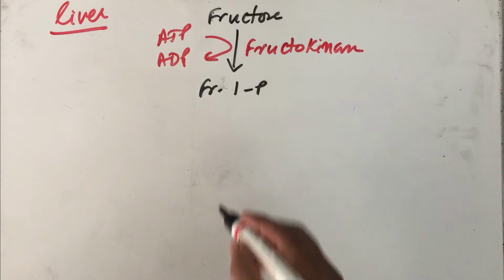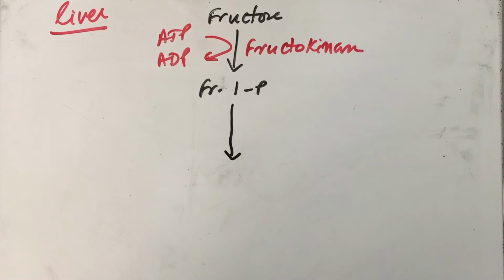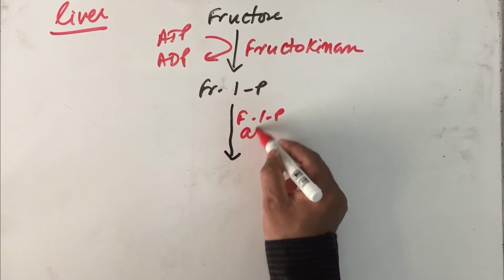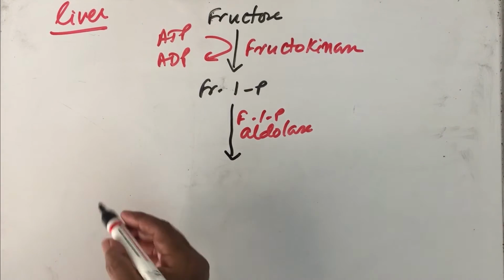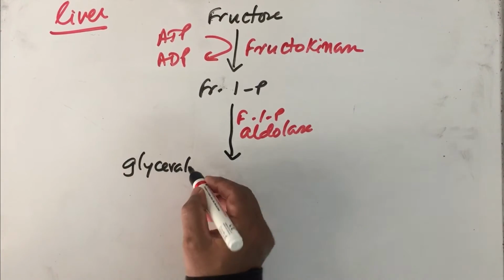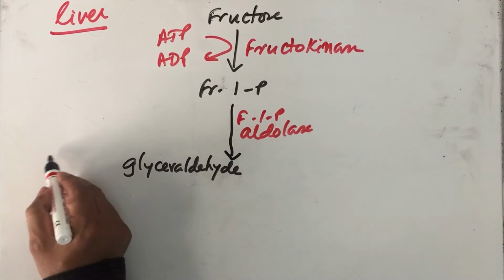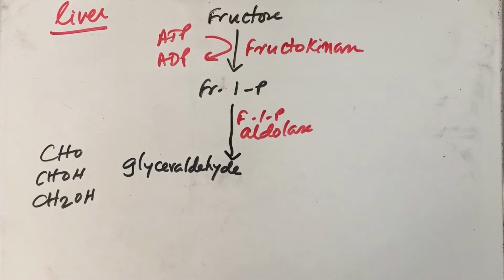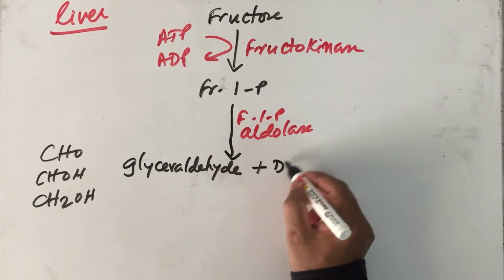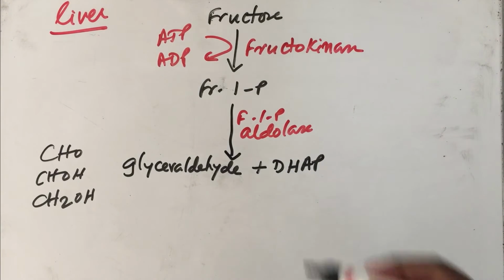So what is the next alternative? It is to cleave it with the enzyme aldolase, fructose 1-phosphate aldolase. Remember the aldolase we came across in glycolysis. It will cleave fructose between carbon 3 and 4. So one of the products is not phosphorylated: that will be glyceraldehyde. Glyceraldehyde's structure is CHO, CHOH and CH2OH. The other product is dihydroxyacetone phosphate. Carbons 1, 2 and 3 become dihydroxyacetone phosphate, and 4, 5, 6 become glyceraldehyde, by the activity of the aldolase enzyme.